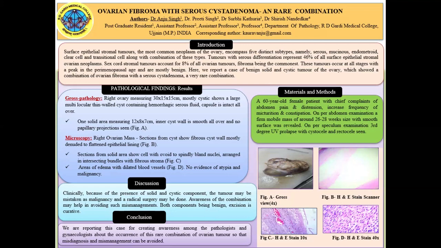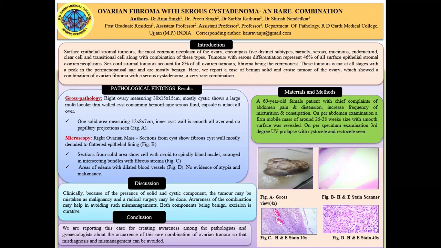What is the difference between a cystadenoma and a cystadenofibroma? Cystadenoma versus cystadenofibroma, what is the difference? Ma'am, flattened epithelium and also lining a differentiated condition. Then second is spindly bland nuclei in intersecting bundles with a fibrous stroma, and blood vessels with edema. No, that's not what I'm looking for. It's okay. You read up on what a cystadenofibroma is, okay?